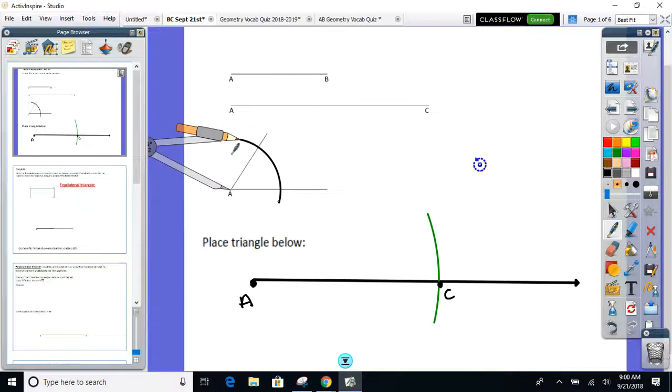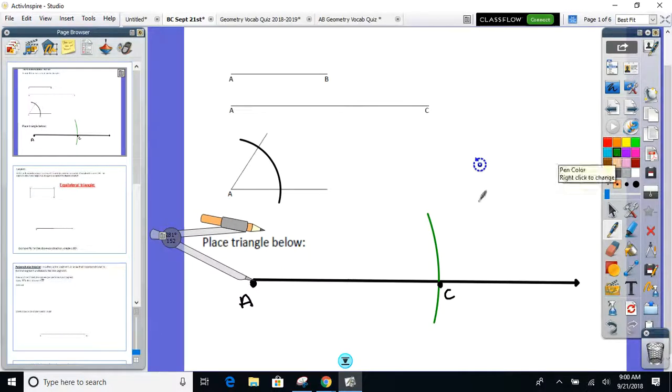Anybody know where I put my compass now? I don't close or open it. I keep the same setting. Where do I go now? Because I've got to make that same arc somewhere else. Yes, I go down to point A now on my ray and make that same arc through.